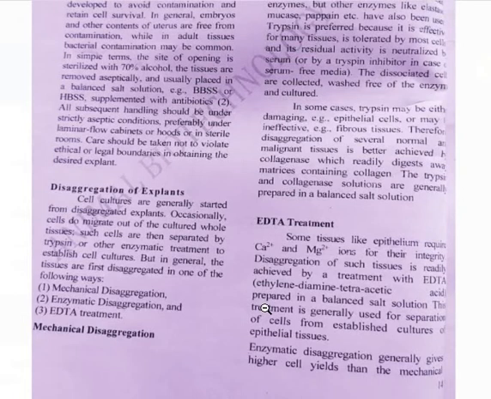And disaggregation of explant. Cell cultures are generally started from disaggregated explants. Occasionally, cells do migrate out of cultured whole tissues. In such cases, the cells are separated by trypsin or other enzymatic treatment to establish cell cultures. But in general, the tissues are first disaggregated in one of the following ways. What are the ways? Three ways: mechanical disaggregation, enzymatic disaggregation, and EDTA treatment. So first, mechanical disaggregation.